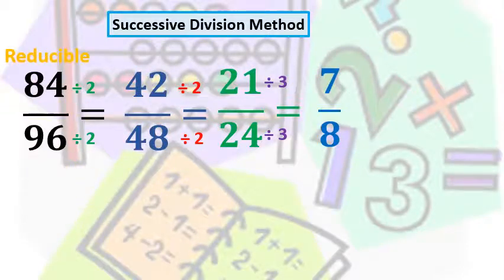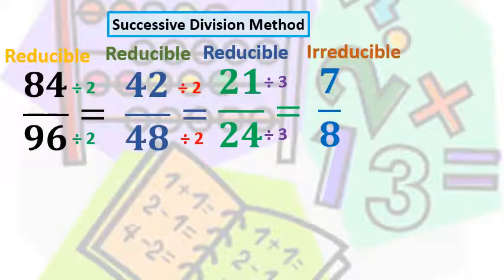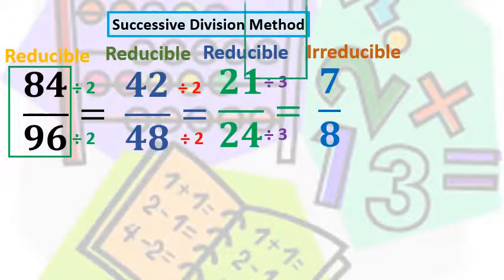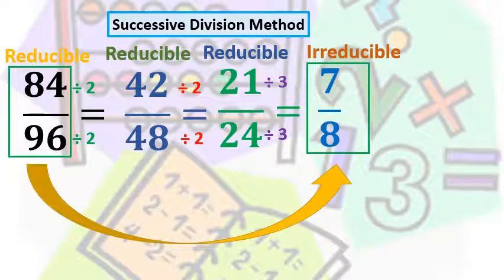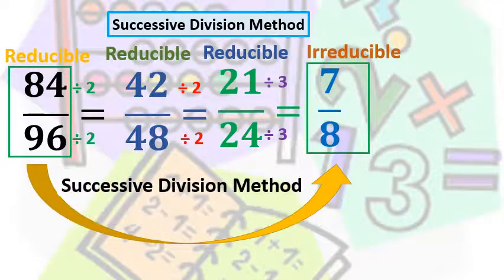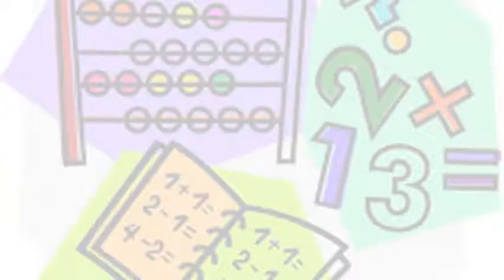So this is a reducible fraction: reducible, reducible, irreducible. So reducible fraction, irreducible fraction. And to move from reducible to irreducible, I'm using the successive division method.